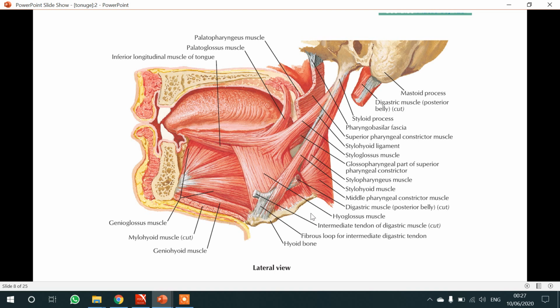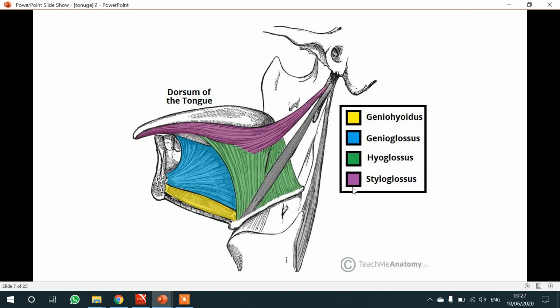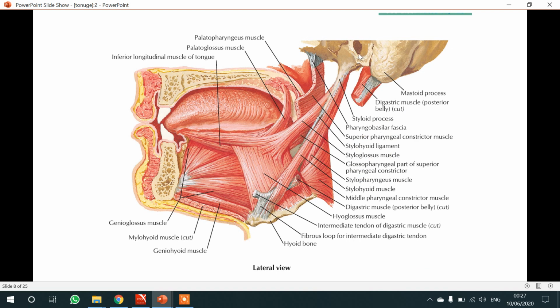the palatoglossus muscle, which I told you has not been shown in this diagram. Actually, the fourth muscle is the palatoglossus. Again, this word has two parts, palato and glossus. Palato means palate. So here you can see the hard palate, then you have the soft palate.